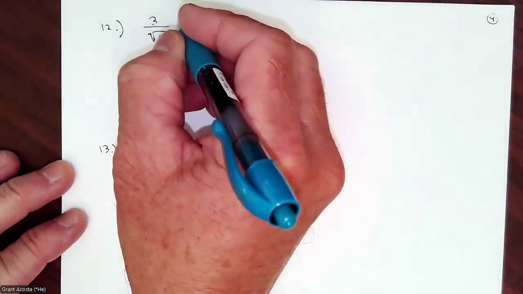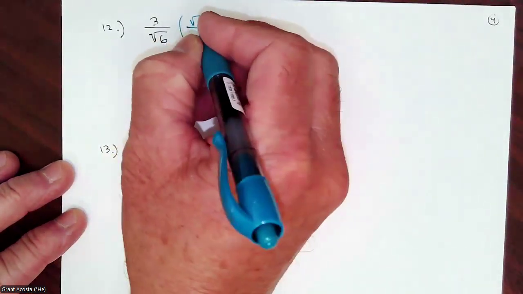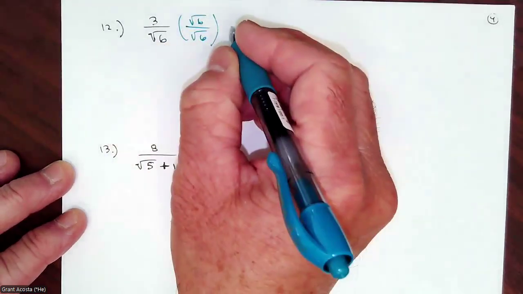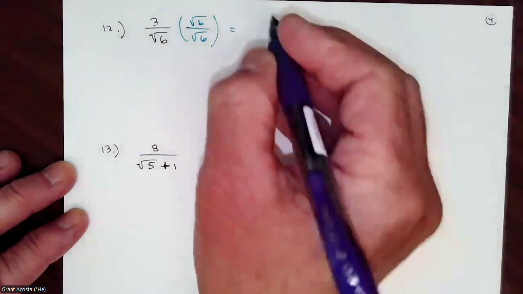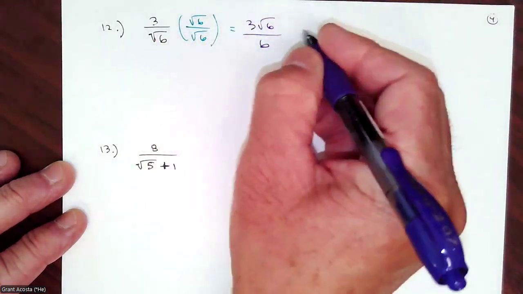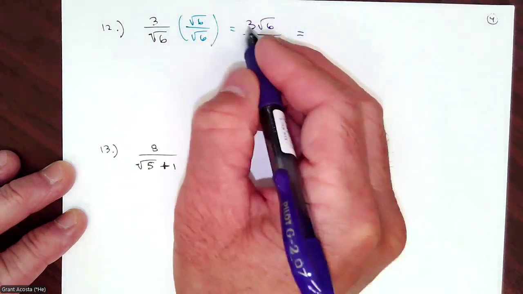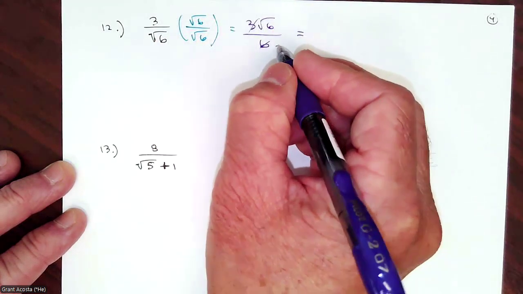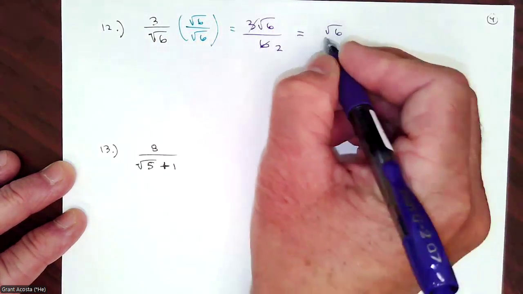So 3 over root 6, rationalize that top and bottom by root 6, whatever that square root is. And that's going to give me 3 root 6. Root 6 over root 6 is 6. And I should make it as simple as possible. 3 over 6, I can divide 3 into 6, and that becomes 2. So I get root 6 over 2.